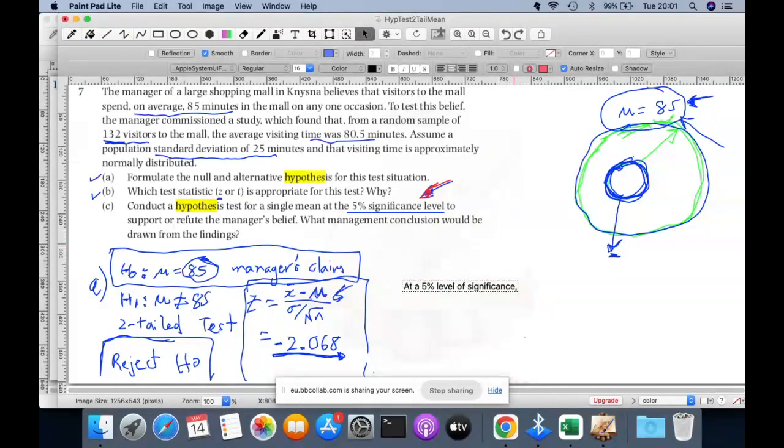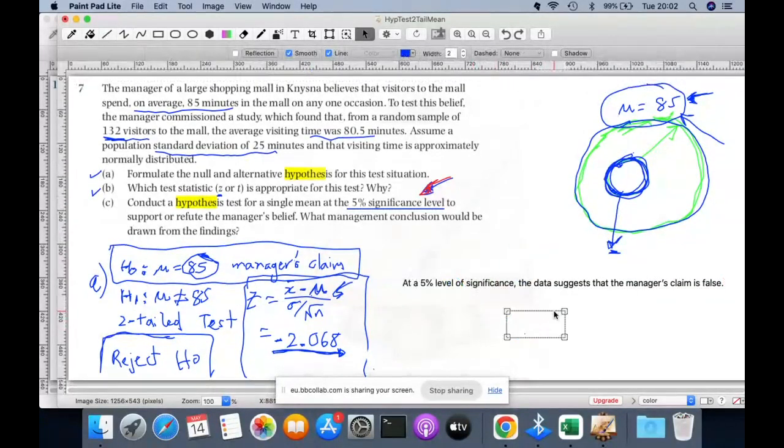the data, or the sample, suggests that the manager's claim is false. And you can stop there if you want, or you can elaborate and say the average spending time is not equal to 85 minutes. This is how you would finish off the problem. Okay, I'll pause there. There are some takeaways on this.